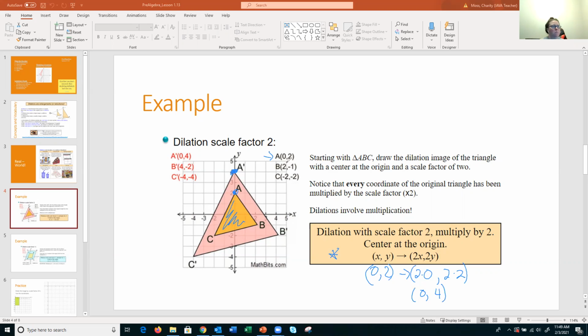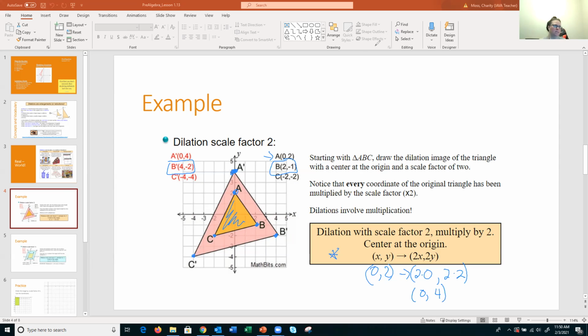And then they would do the same thing with B. 2, 1 becomes 4, negative 2. Sorry, 2, negative 1. My apologies. 2, negative 1 right here. When we multiply both of those values by 2, it becomes 4, negative 2. And then C is negative 2, negative 2. When we multiply both those by 2, we get negative 4, negative 4. So we're just taking that image and we're expanding it. I keep using my hands, but I don't think you guys can see me, so I'll put myself over here. So the little triangle gets bigger, and you can apply your rules.